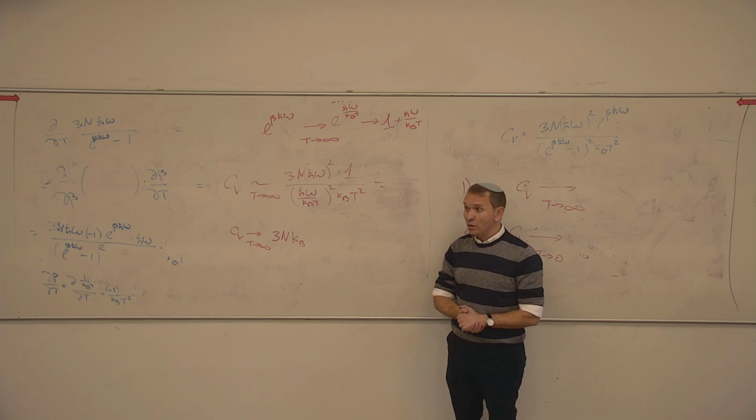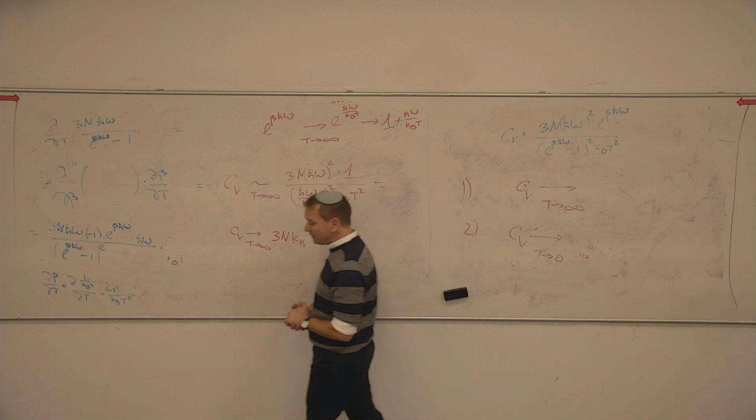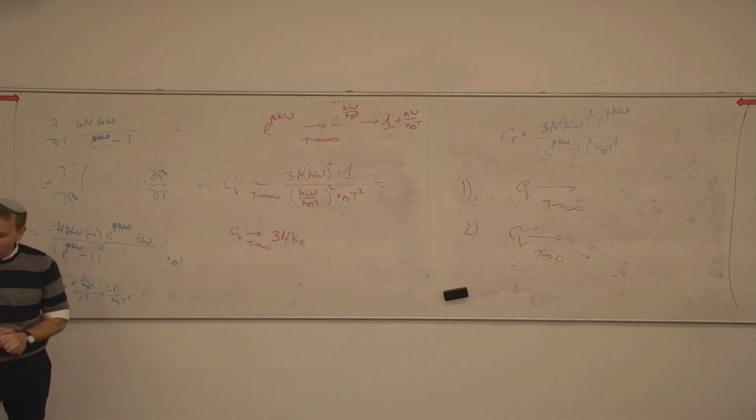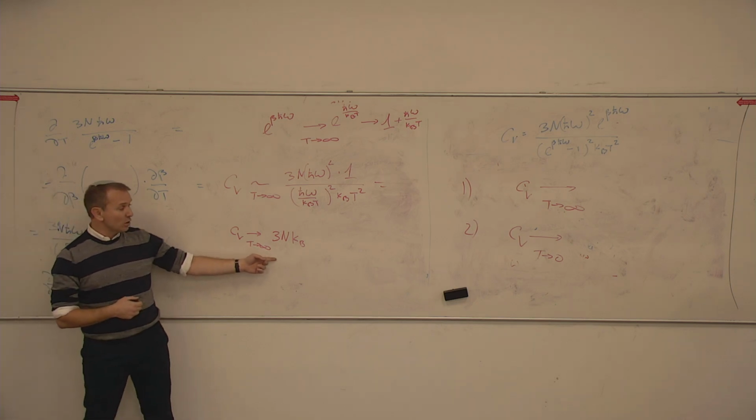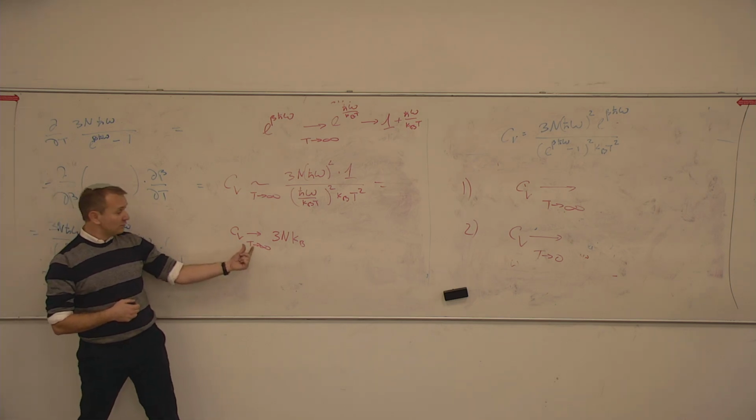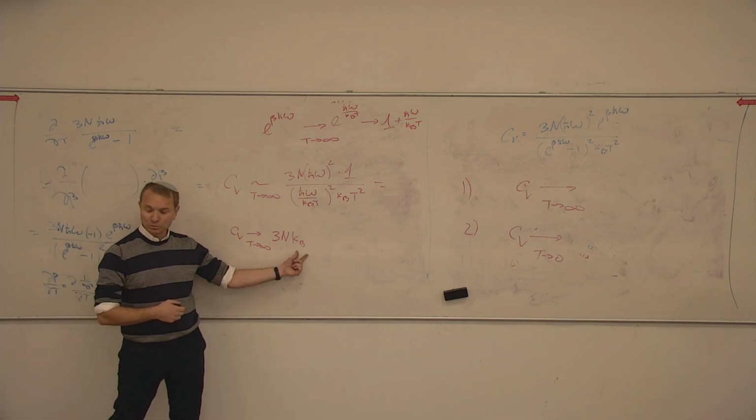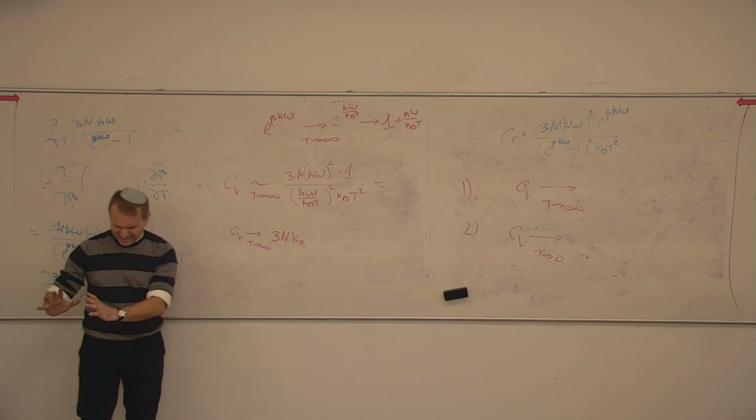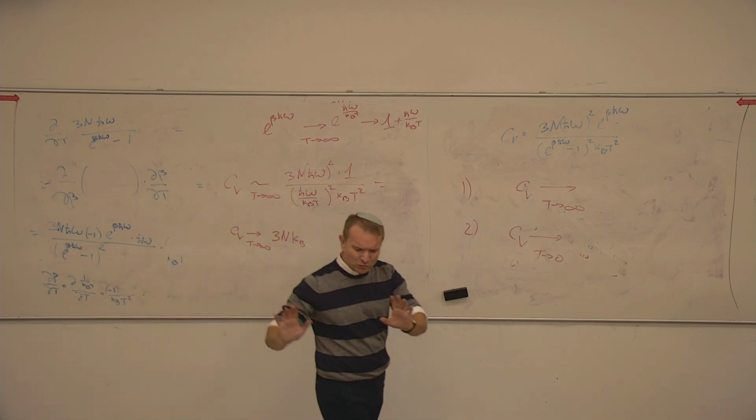No matter how complicated you make the Einstein model by introducing additional assumptions, this result, that CV converges to 3N k Boltzmann, will always reappear. Always. I will prove it to you later. But for a second, let's stick just to the Einstein model.